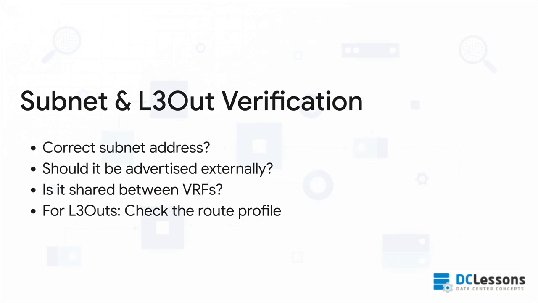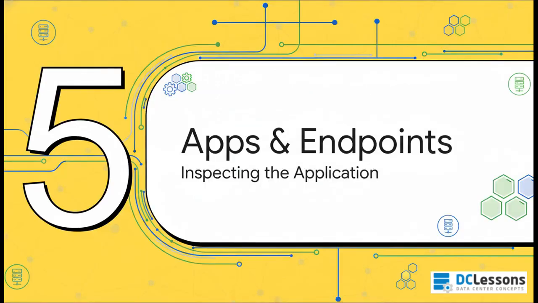More importantly, check the scope. Is this subnet supposed to be advertised to the outside world through that L3 out? Is it marked as shared, which would let other VRFs see it? And if you are using an L3 out, you absolutely have to check its route profile to make sure the right prefixes are actually being advertised. Okay, we've now validated all the network plumbing from the top-level VRF all the way down to the subnet.